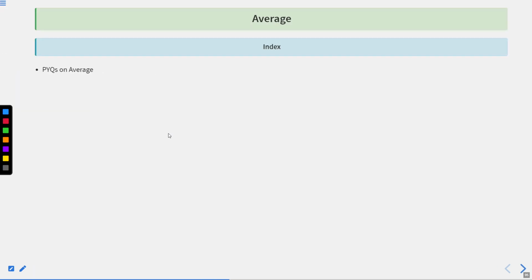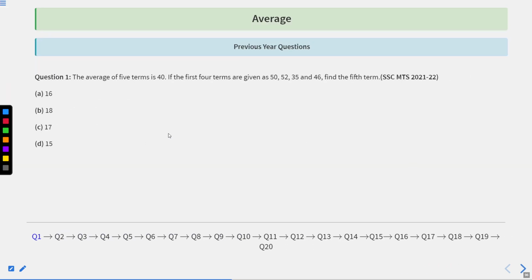So, in this lecture, we are going to solve problems based on average. And the problems will be mainly previous year questions. So, let us start with the first question.